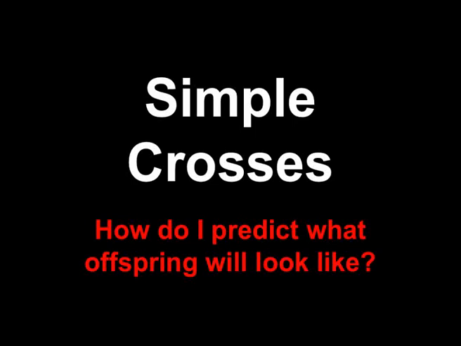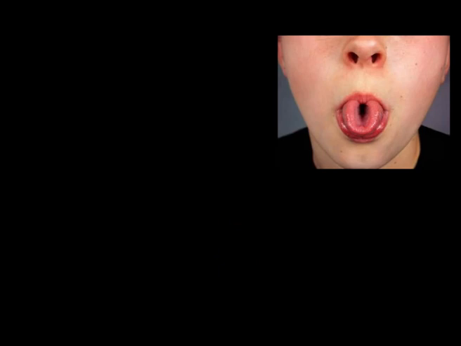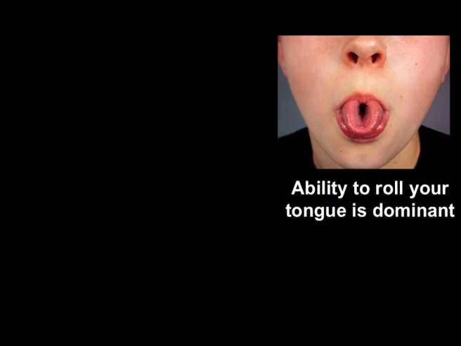Alright, so today we're going to talk about simple crosses. In other words, how do I predict what offspring are going to look like for a certain set of parents? So let's do some review real quick because again, we need to remember these various terms in order to answer these kind of questions. Alright, so I'm going to say the ability to roll your tongue was dominant.